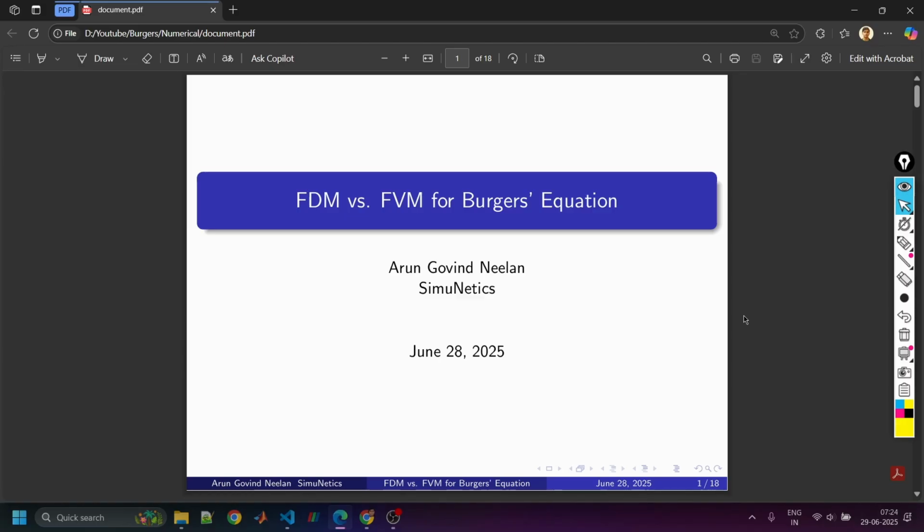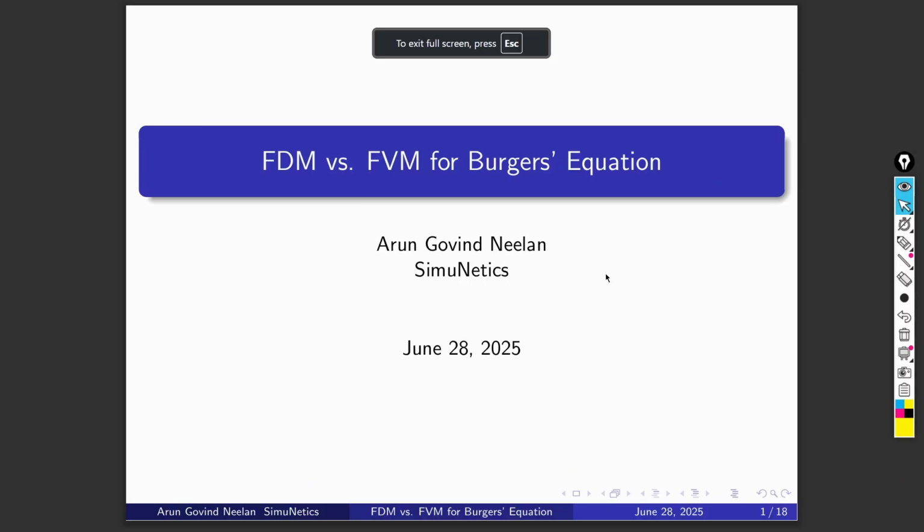In this video, we will solve Burgers equation using finite difference. First, we shall briefly see what is the finite difference method, and we shall also see what the finite volume method is. Then we shall solve Burgers equation using those methods. These are very common methods in numerical analysis to solve any partial differential equations.